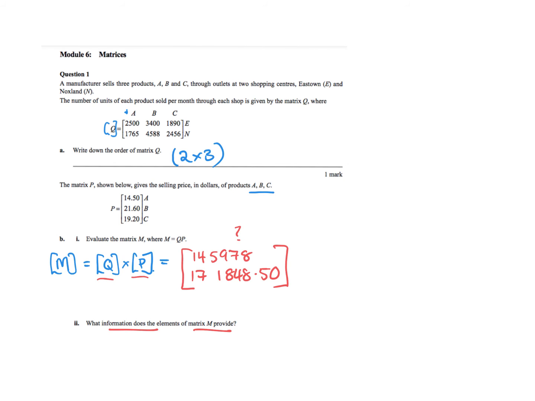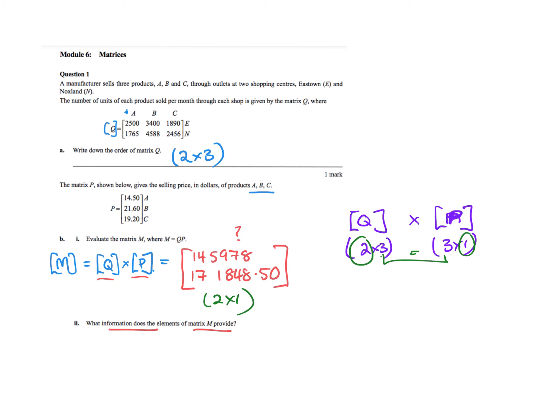So I'm just going to go back and show you. We did Q multiplied by P. Now, if you think about it, Q was a 2 by 3 and P was a 3 by 1. And so what we saw, we knew it was defined, but we ended up with a 2 by 1 answer. Can you all see that? Didn't we? We get 2 by 1.